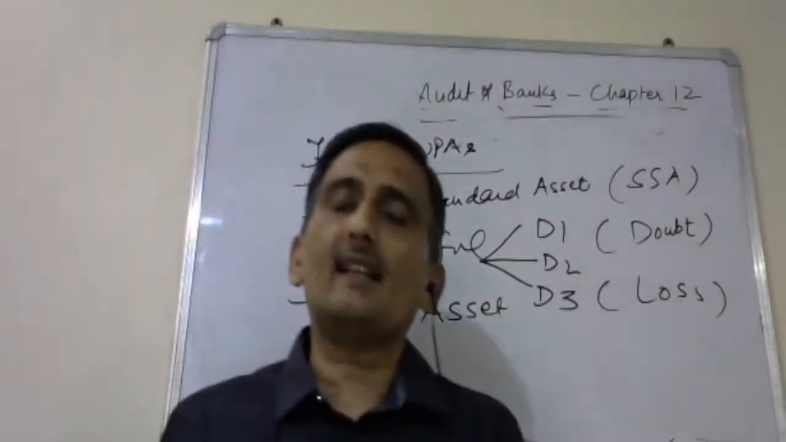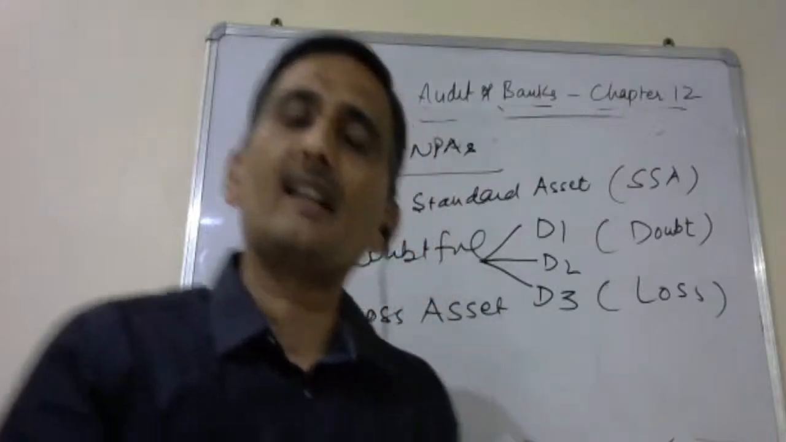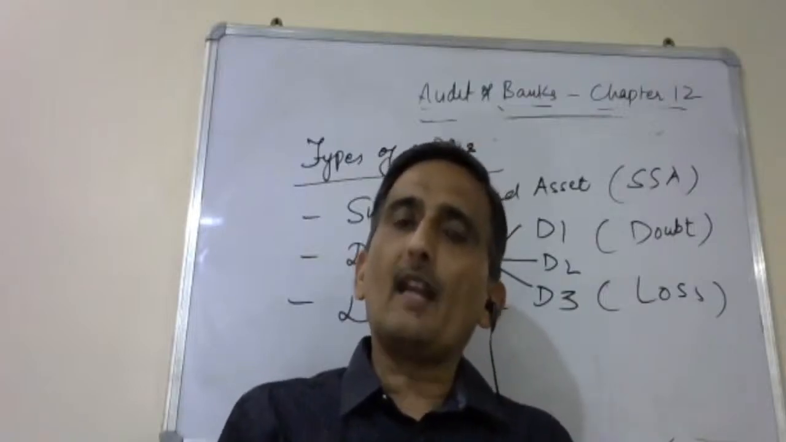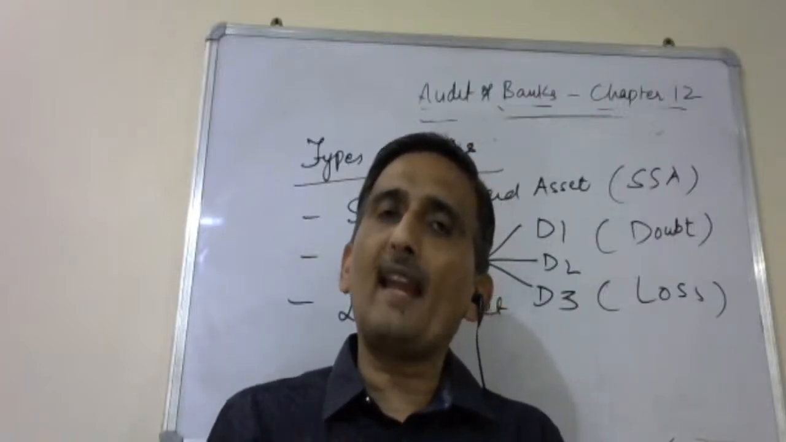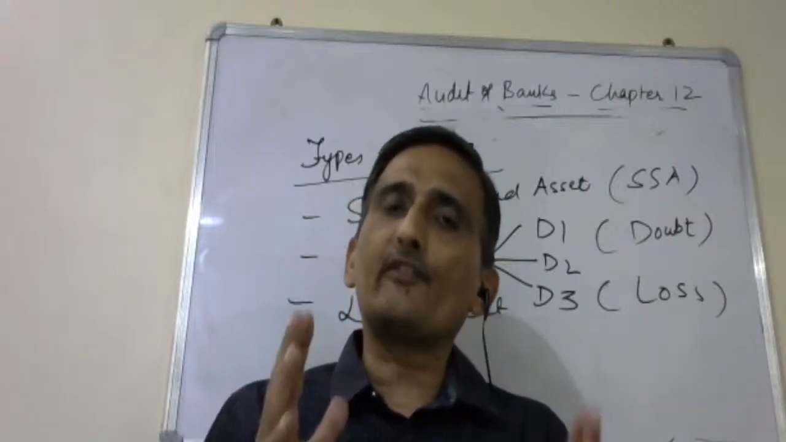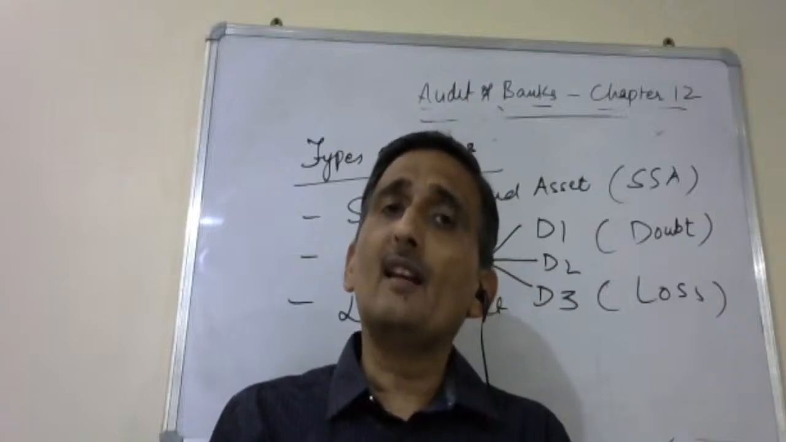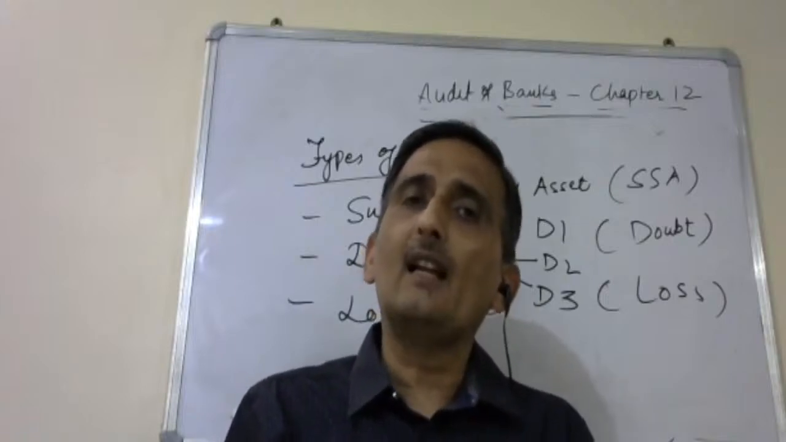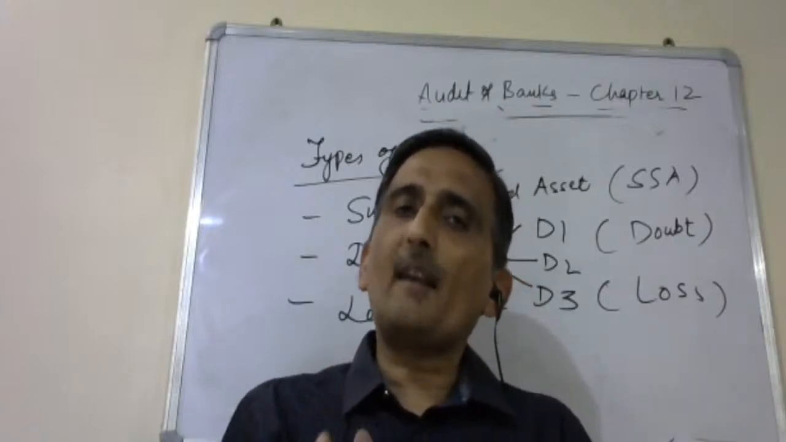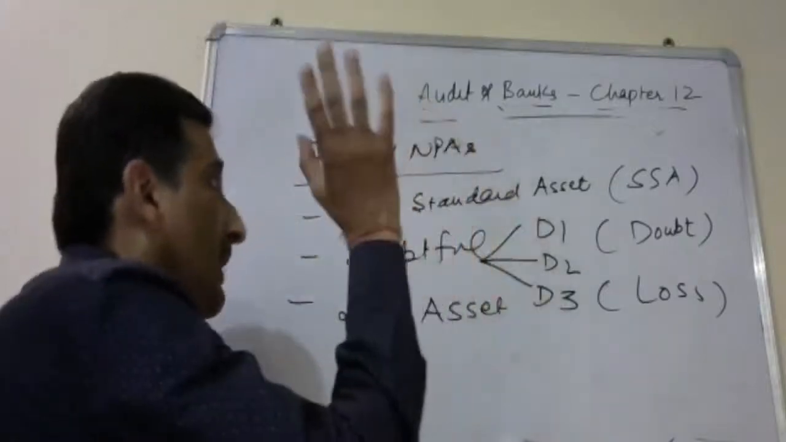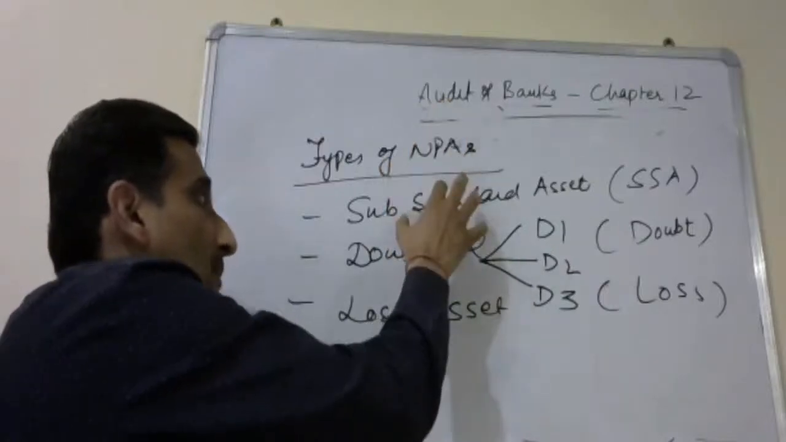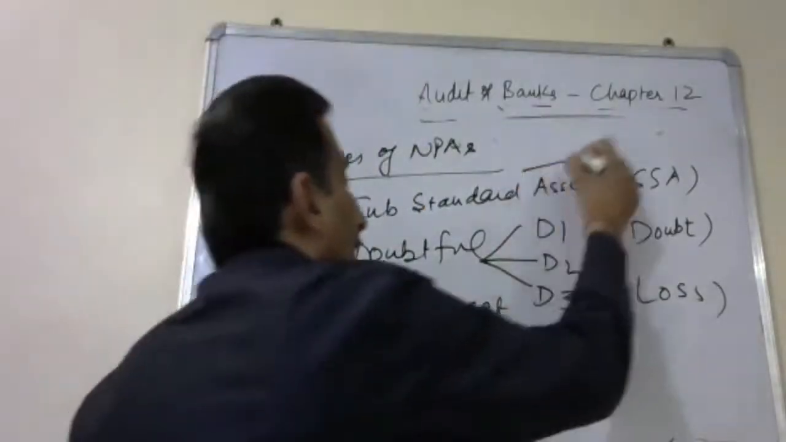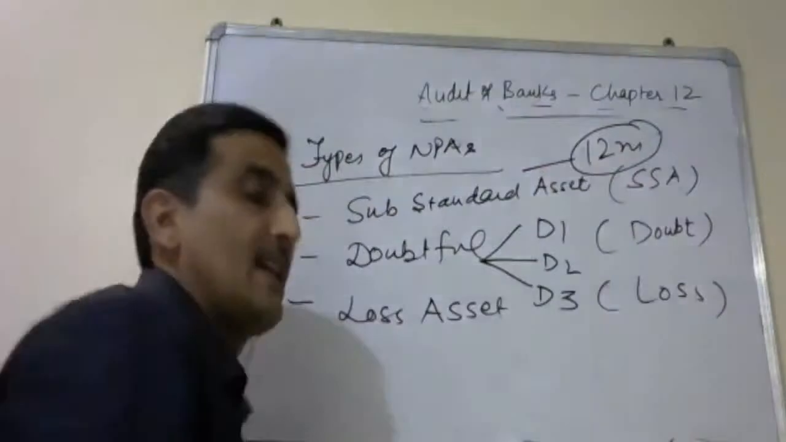Now, what is a substandard asset? First of all, you have to understand what is a substandard asset. When an account, a loan account, ceases to generate income for a bank, then it becomes a non-performing asset. This we have read. Now, what are the norms when an account becomes non-performing, and when it ceases to generate income for a bank? There are separate guidelines of RBI in this respect. But whenever an account becomes NPA, first of all, it becomes a substandard asset for the first 12 months. For the first 12 months, it remains a substandard asset.